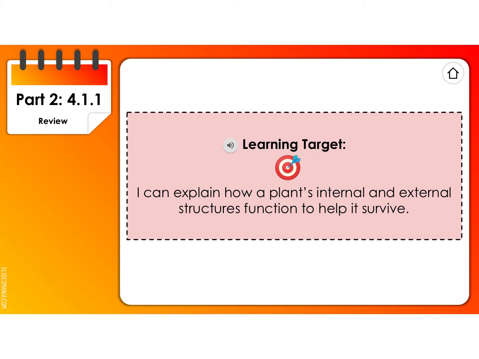This is Science Week 33, Day 2. And again, we're going to continue reviewing some of the information and the things we've learned this last year, some of it earlier in the year, so you may not remember all of it. So our learning target today: I can explain how a plant's internal and external structures function to help it survive.